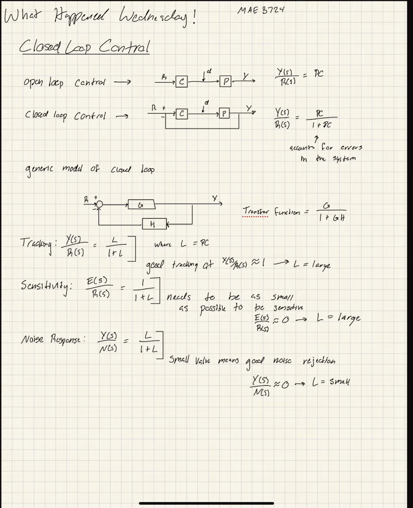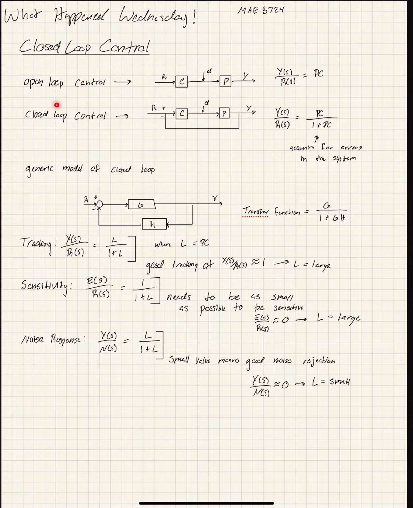In order to understand closed loop, we first have to understand the concept of open loop control, denoted by this simple block diagram, where we have a controller C and a plant P. The transfer function for this open loop controller is y of s over r of s is equal to our plant times our controller. Note how there is no account for any error or change in the system and that this C is a set value.